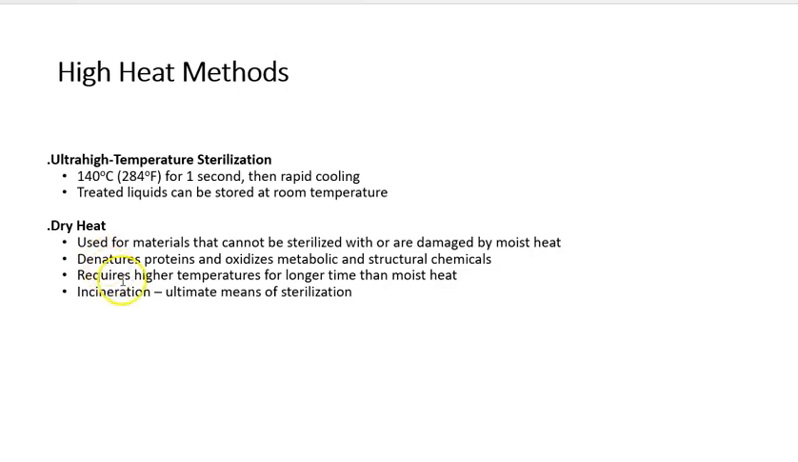We can use dry heat. This is used when we can't sterilize something with moist heat. Maybe we have something that can be damaged with the moist heat. This dry heat can denature the proteins and that sort of thing. It requires higher temperature for a longer time because, again, the water gets in better with the moist. Dry heat is also incineration, which is our ultimate means of sterilization. We get rid of everything.